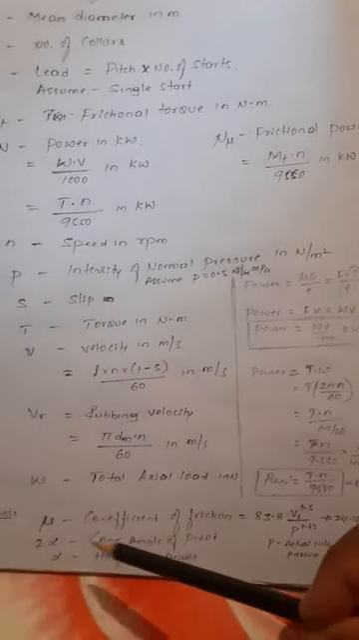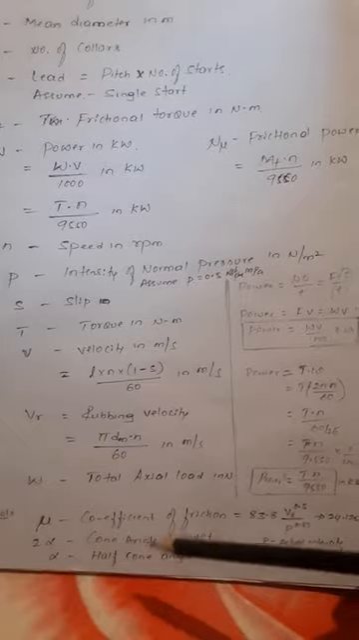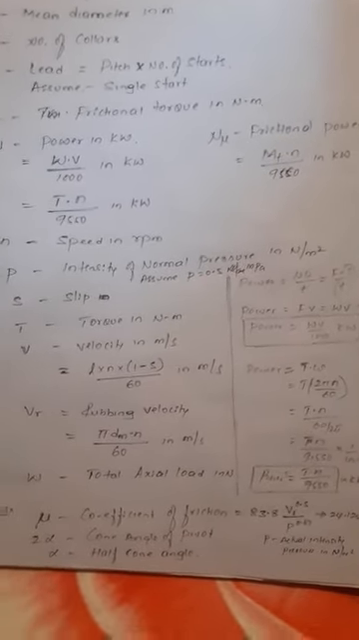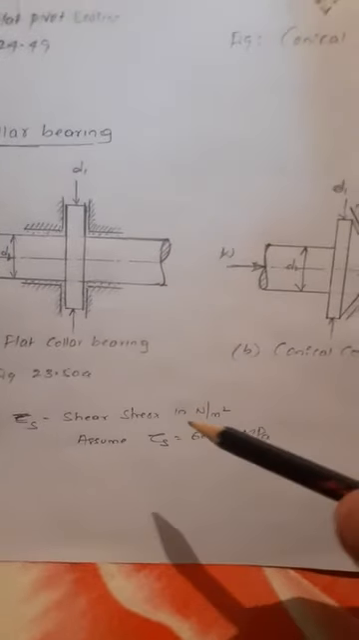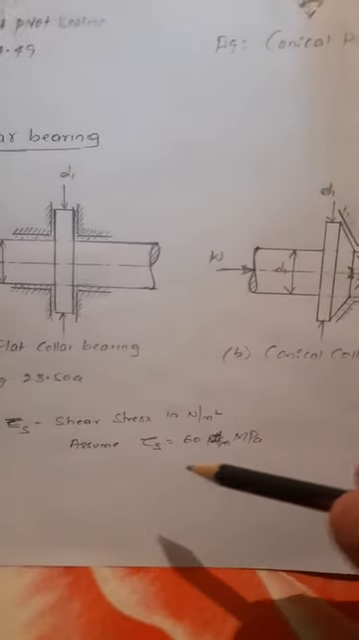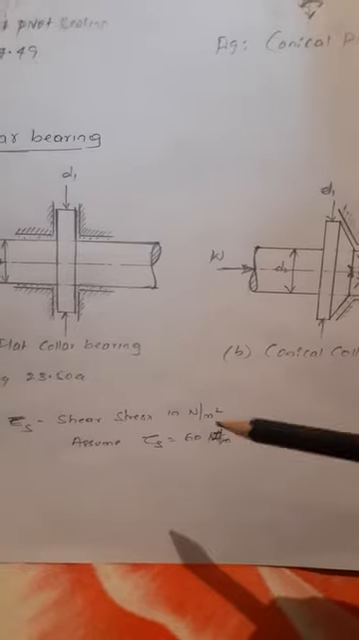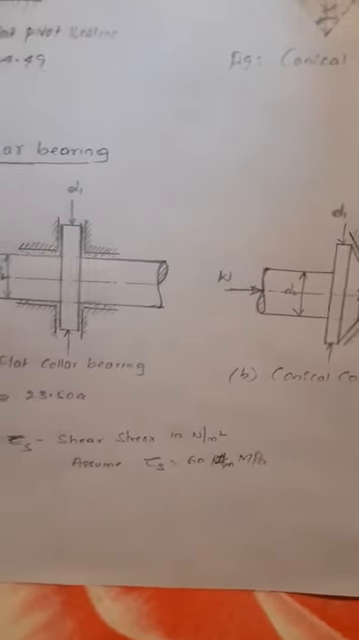As you know that 2 alpha is equal to cone angle of pivot, alpha is half cone angle, and tau_s is nothing but shear stress in Newton per meter square. If this data is not given, assume tau_s is equal to 60 MPa.